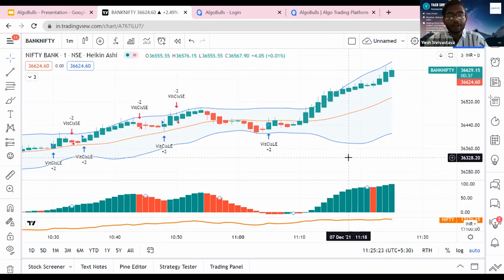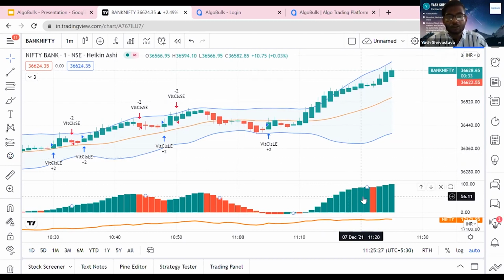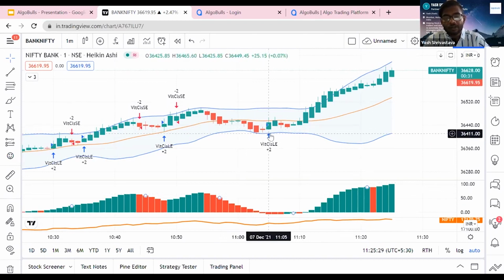So these are a few of the things which actually trigger me when I do manual trading. I have to actually go through them.